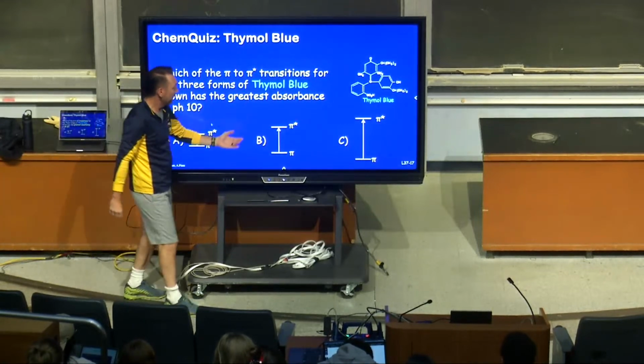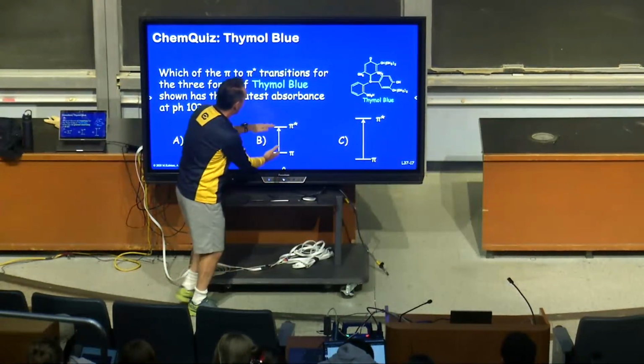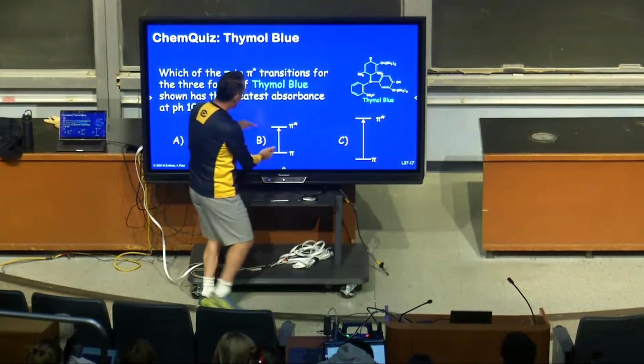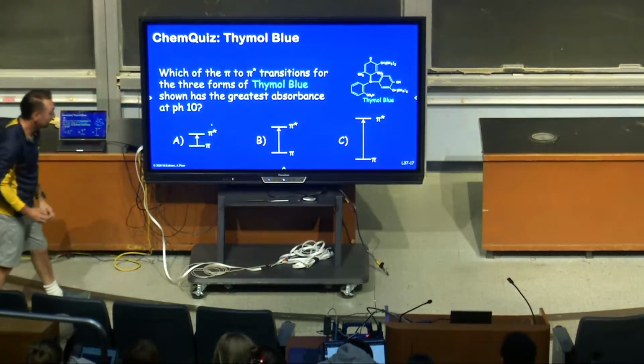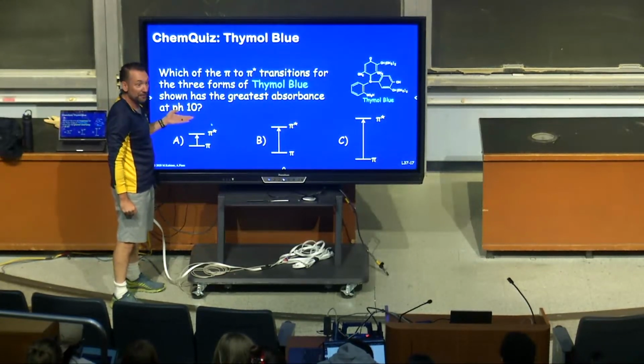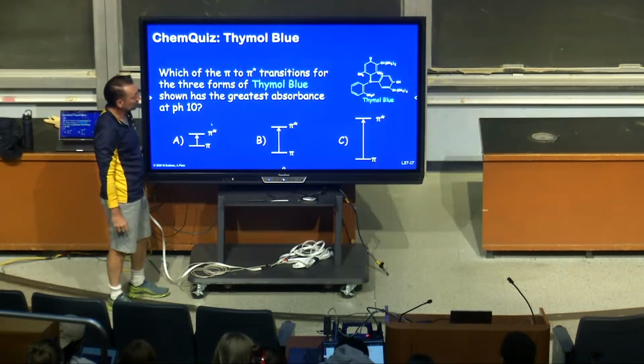So if you had to choose 1, 2, or 3, these are the 3 transitions that cause the 3 colors. Which is the absorption that's predominant at pH 10? Which one makes it blue? Which one of these makes it blue?